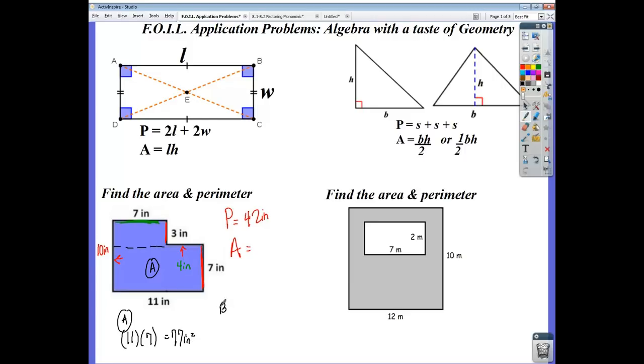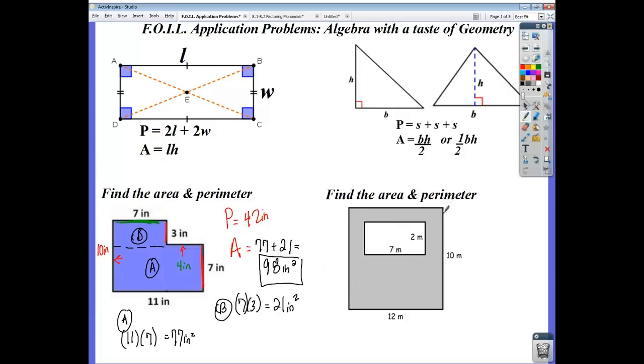And then if I call this B, B is 7 times 3. Length times width is 7 times 3, and we end up with 21 inches squared. So how would I find the area? The area of this composite figure is equal to the area of A plus the area of B. So the area of A is 77 plus the area of B is 21, and we end up with 98 inches squared. I just noticed I put an S there. All right, so this is 98 inches squared.